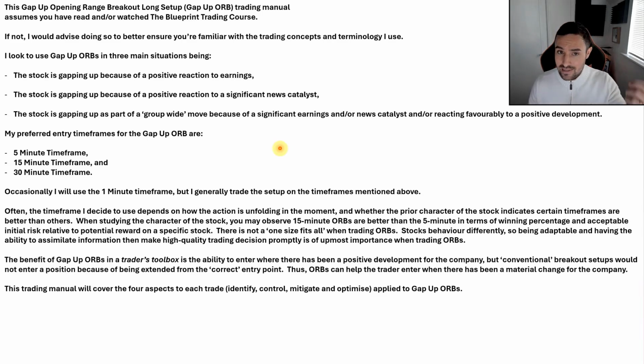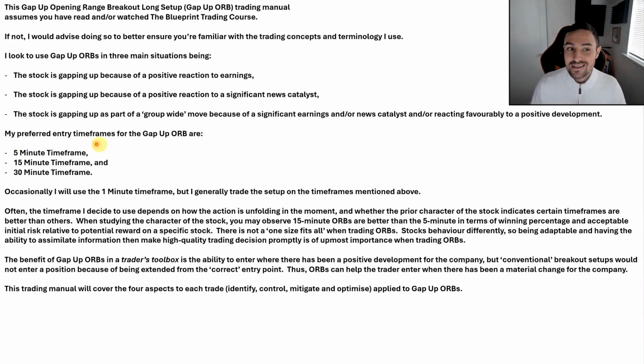So it could be there's a significant earnings, there could be a news catalyst, or it could be reacting favorably to a positive development. And that's where you've got to be pretty open-minded to what is the positive development. If it's not clear in terms of it's this stock's earnings or it's this specific news catalyst, you may have to do a little bit of digging for, okay, why is this stock gapping up? What is really driving the move here? And then assessing whether or not that kind of move is going to be a material development for the company. We'll get into that as we start looking at several examples.